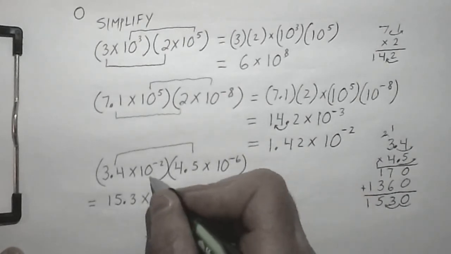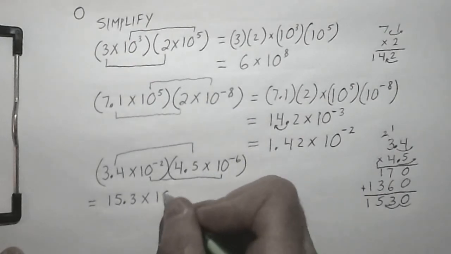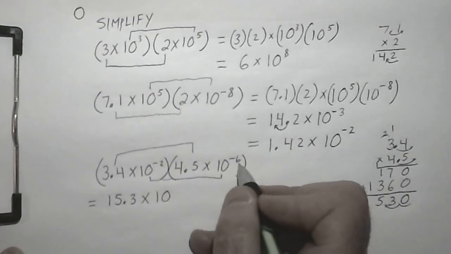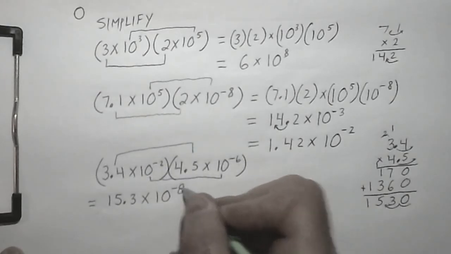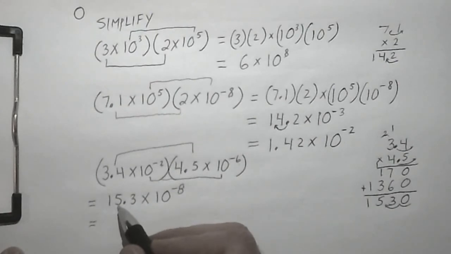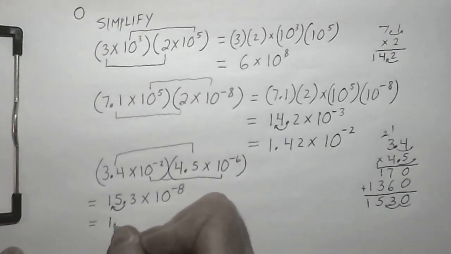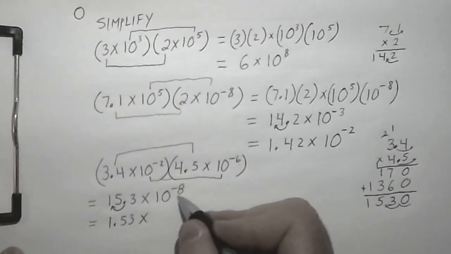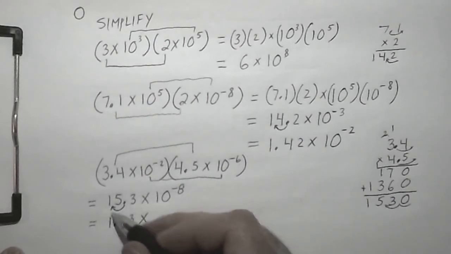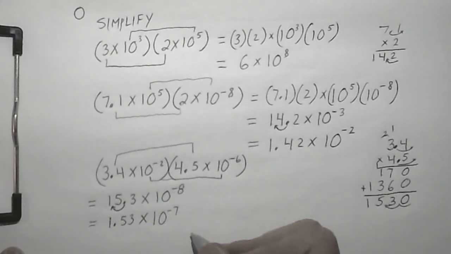Times, now we have 10 to the negative 2 power multiplied by 10 to the negative 6 power, and when you multiply like bases together, you keep the base the same and you add the exponents. Negative 2 added to a negative 6 would be negative 8. Well, ladies and gentlemen, again, this is not in scientific notation form, because to the left of the decimal point is 15, which is not 1, 2, 3, 4, 5, 6, 7, 8, or 9. So we're going to have to shift our decimal point one place to the left to put it between the 1 and the 5. So 1.53. And then we're going to have to hike our exponent up by 1 because we moved our decimal point 1 place to the left. So negative 8 plus 1 is negative 7. And that's your final answer for that problem there.